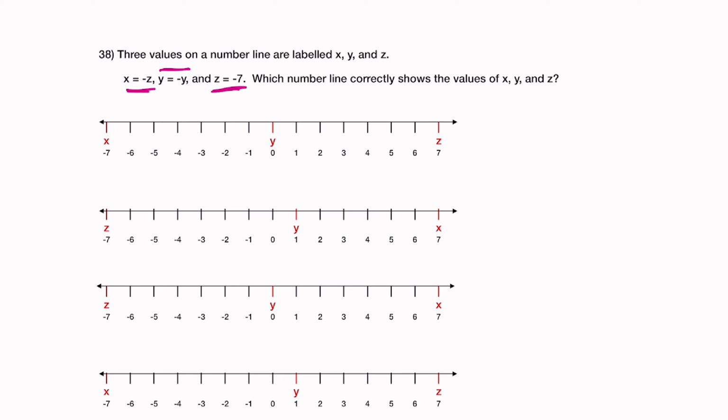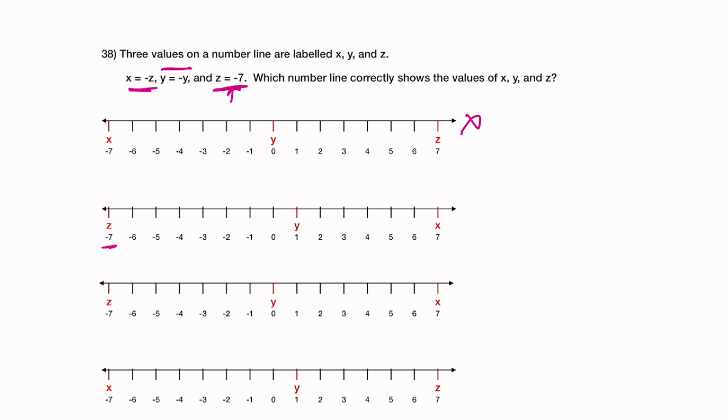So in this type of question, it's always good to start with z because the exact value is given, right? So z is minus 7. So let's check for which number lines that's true. In the first case, z is here, it's 7 and not minus 7. So this number line is out of question. Then in the next one here, z is minus 7. It satisfies the condition. So we need to consider this number line. Next one, z is again minus 7. We have to consider this number line. And the last one, z is here, 7. So this is out. So we have the second and third number lines to consider.